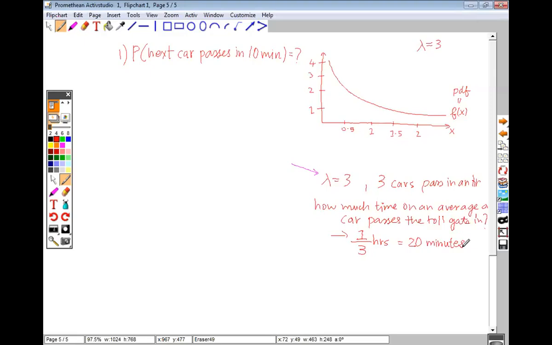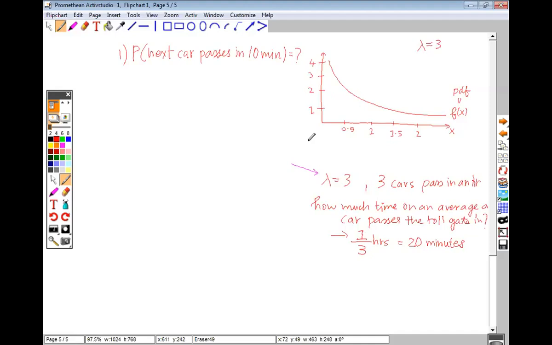So we know that if it takes 1 hour for 3 cars to pass, then each 20 minutes, each third of an hour, 1 car has passed. So on an average, we know that each car takes 1/3 of an hour to pass. This is the average that we're looking for in the exponential, right?